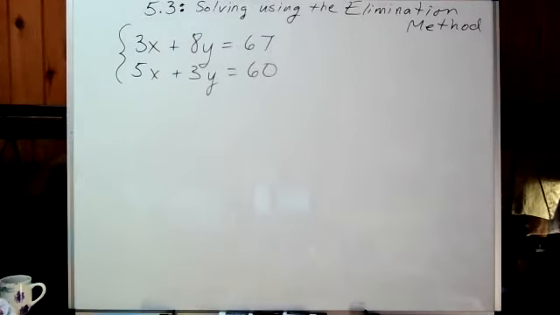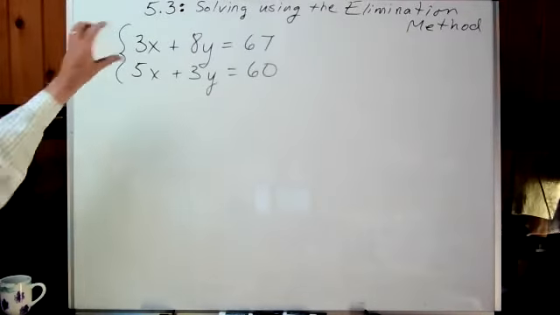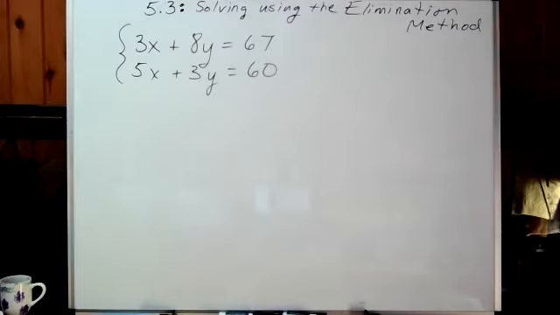I like to get opposite signs just because adding is usually a little less problematic. So it doesn't matter which equation, but one of them I would choose to multiply by a negative since they both started positive. Make one of them positive, one of them negative.